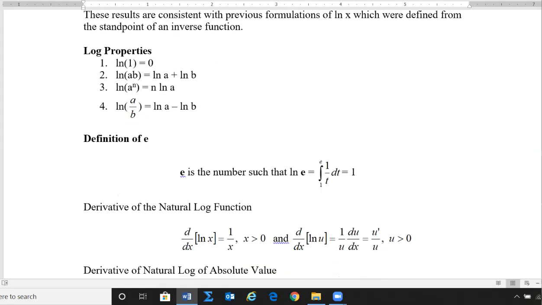Here is the definition now of e. e would be the number such that this integral equals 1. That's by definition. That's what we're calling e.